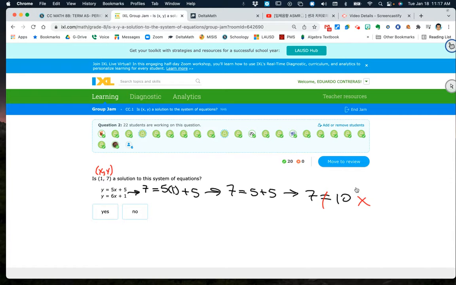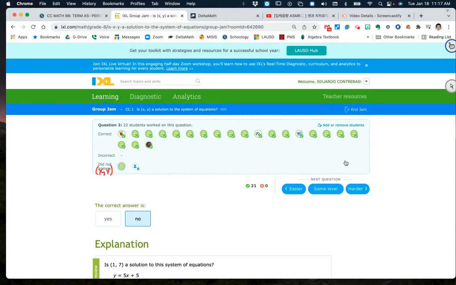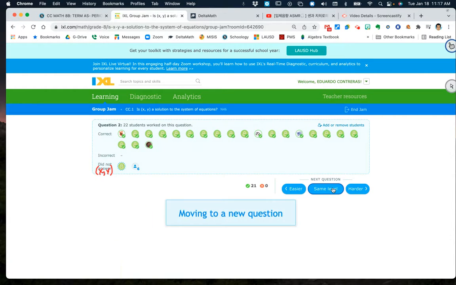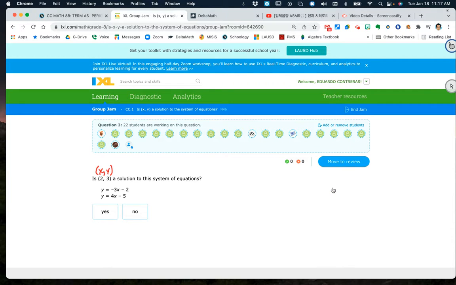All right. Moving on to another one. Let's stay at this level for maybe one more and we'll move on to a harder one next time. Okay, you ready? Same level. Let's try this one. I was hoping we would get some negatives and we did. Okay. So this time write this one down. Is (2, 3) a solution to the system of equations? Write down your equations, please. y equals negative 3x minus 2 and y equals 4x minus 5. Write those down. Okay.